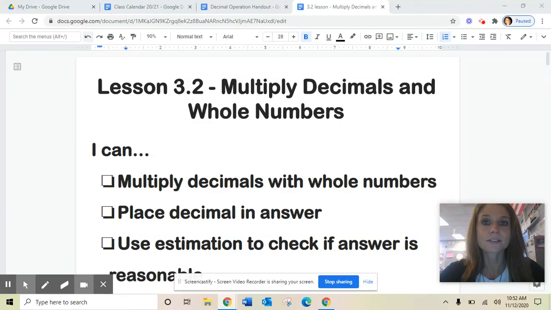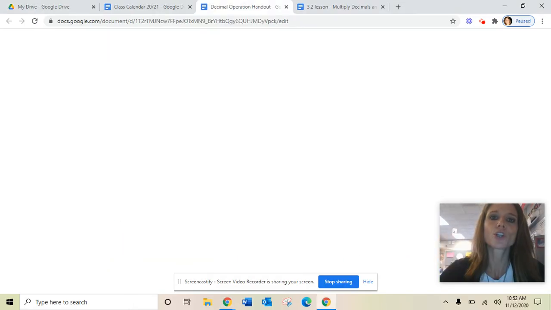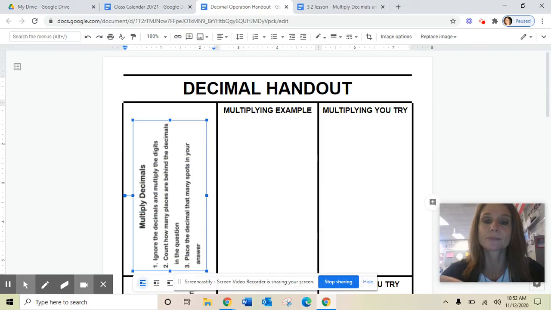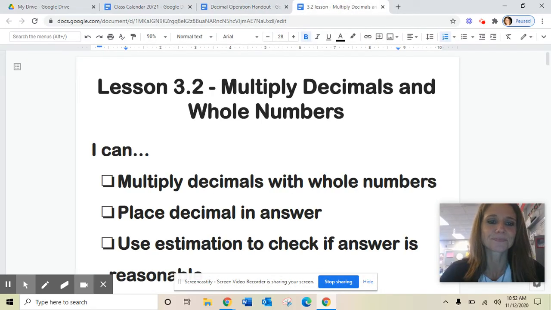Mathletes, we have our second lesson of Chapter 3. Multiplying decimals and whole numbers is what we'll be looking at doing today. You'll want to keep your decimal handout ready to refer to. We've got some steps on here as well. I'll give you an example, and then, of course, I always give you one to try yourself.